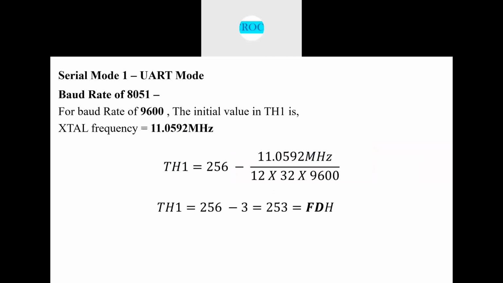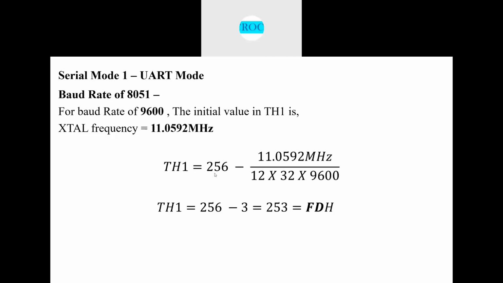Now here we'll see what should be the initial count value for different baud rates to be set. If the baud rate to be set is 9600, what should be the initial count value in TH1? This is given by the equation 256 minus the crystal frequency, 11.0592 megahertz, divided by 12 into 32, and the baud rate, 9600. When I do the multiplication and division here, what we get is 256 minus 6.